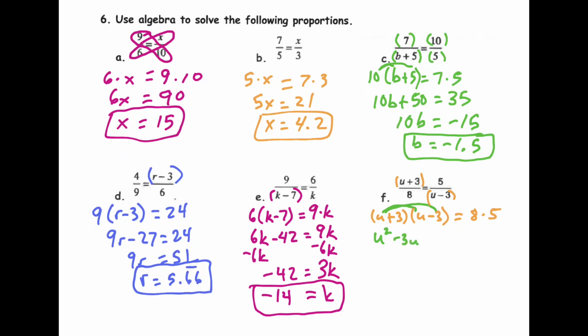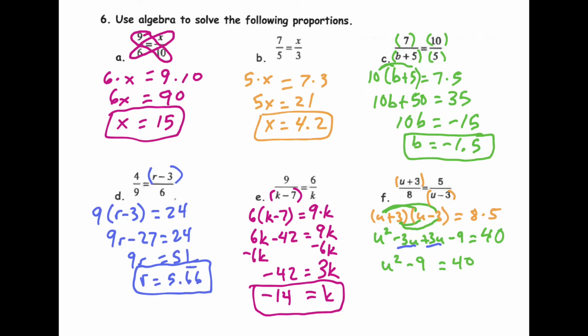Okay, now you should be very scared that we have a u squared and a normal u. But let's do the rest of it. So 3 times u is going to be 3u, and 3 times a negative 3 is a negative 9. And that's going to equal 8 times 5, which is 40. All right, so at this point, you should be scared. But fear not, negative 3u and positive 3u are going to actually cancel themselves out. So I'm actually just left with u squared minus 9 equals 40.